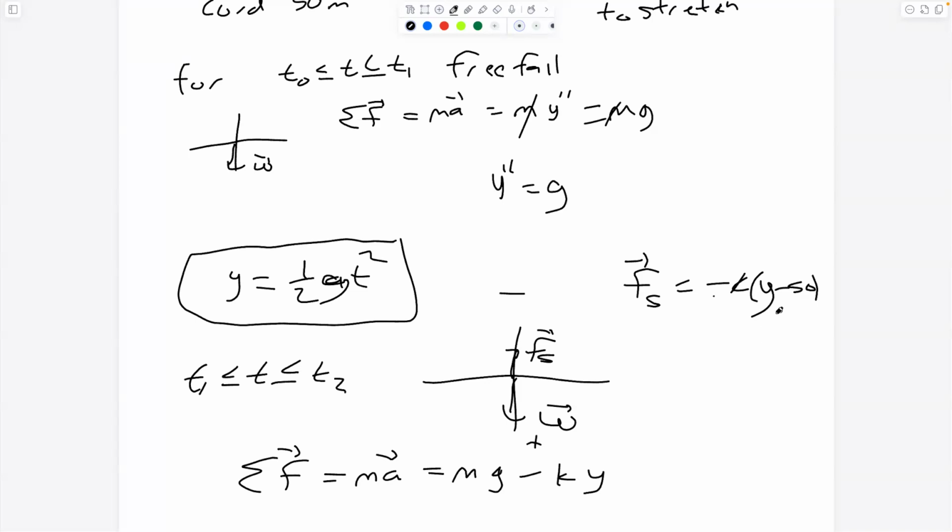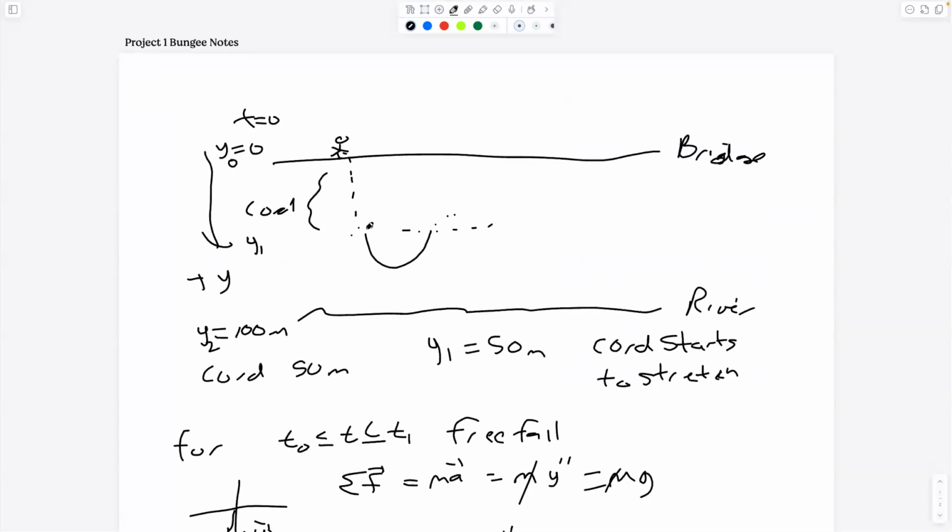So we could restart our clock. This is the way groups have always done it in the past. Call just for a moment this location right here the new y equals 0 and the new t equals 0. Solve the dE, and then shift everything over. Replace all of our t's with t minus t1 to shift our time, and replace our y with whatever we get plus 50 to get my new y. It works out fine.